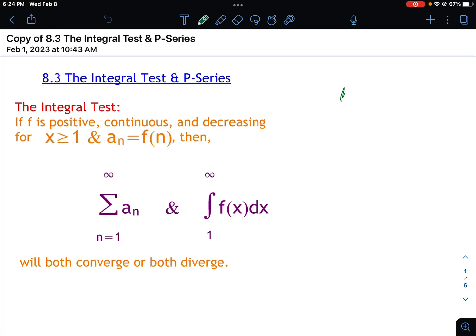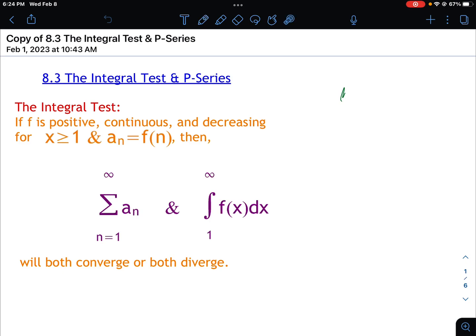Today, we're going to be talking about a couple of tests to determine whether or not a series converges or diverges. There are a couple that you guys need to know. We're going to cover quite a few, and we're on our second and third test. We just went over geometric series tests. Now we're going to talk about the integral test and the p-series test.